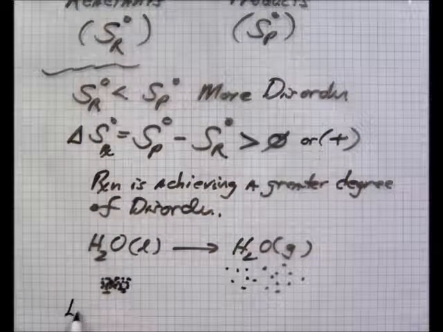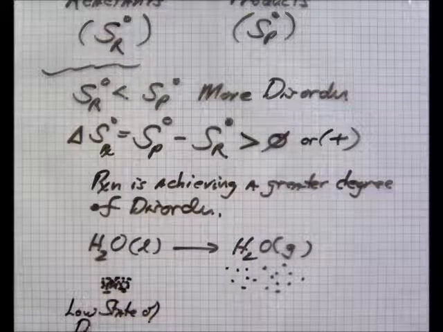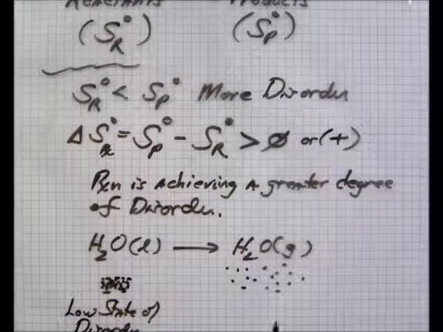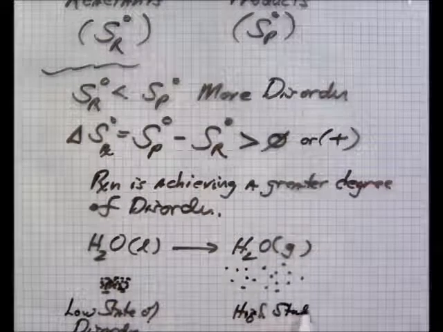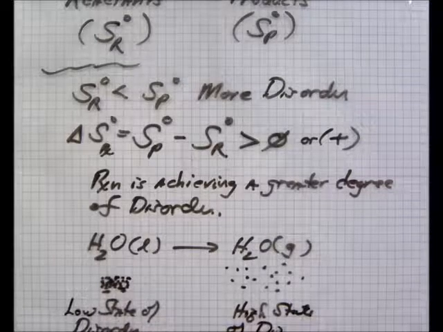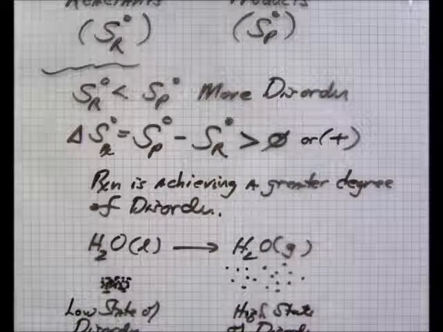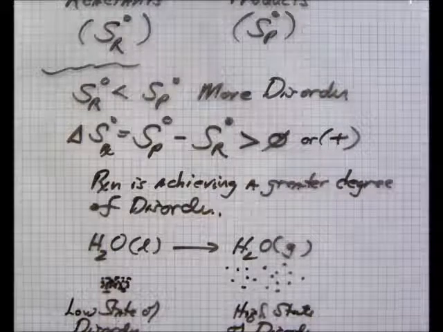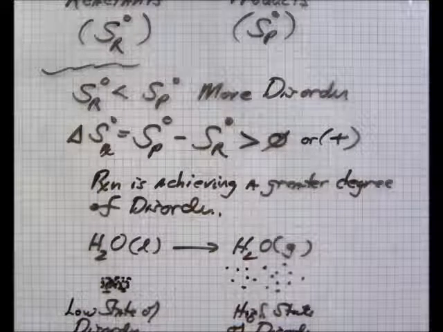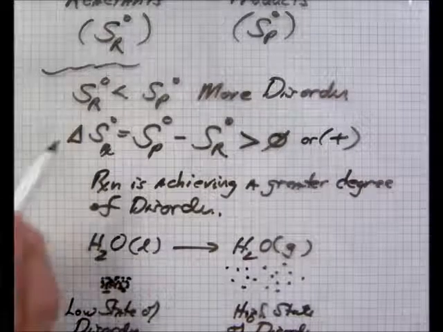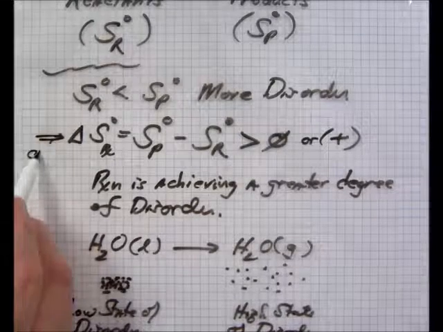So this would be a low state of disorder. And this would be a high state of disorder. So this is what we're ultimately calculating in terms of the disorder factor associated with reactions. And of course there is the other direction.